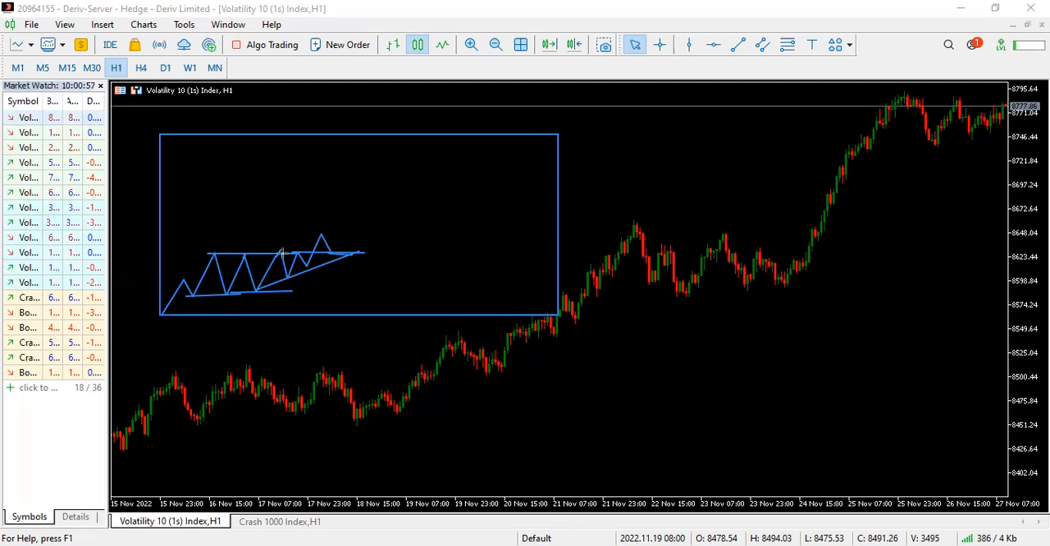Remember, once a resistance is broken, it becomes a support. Once a support is broken, it becomes a resistance. So at this level, we have a resistance that is broken, of which now it becomes a support. This is what you're going to see after.